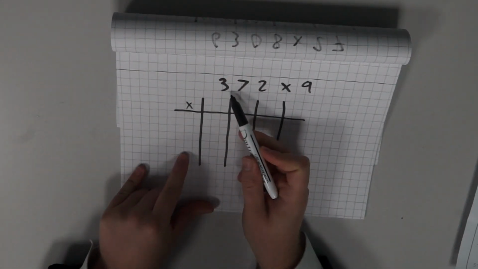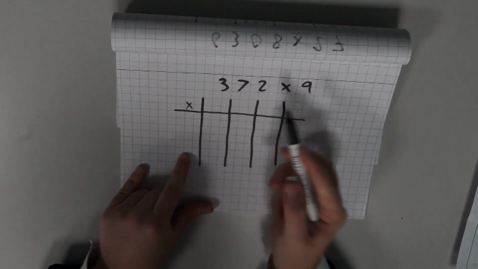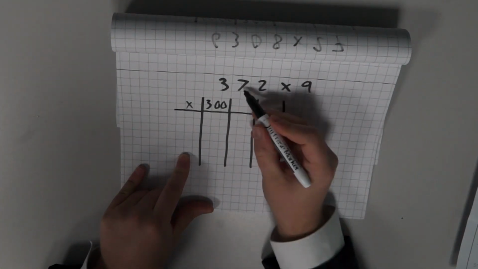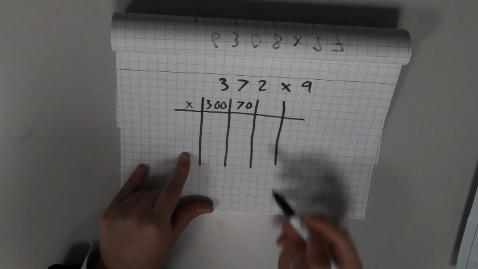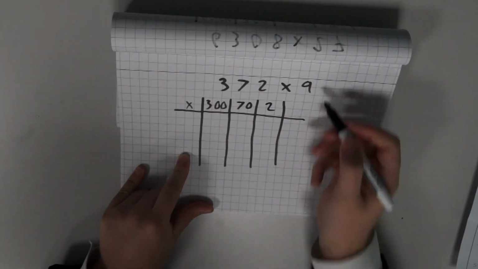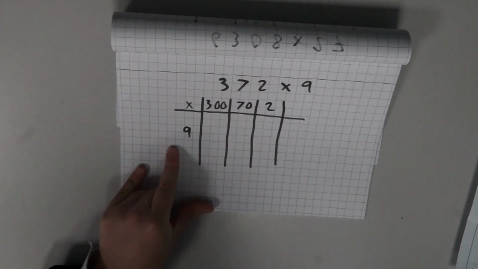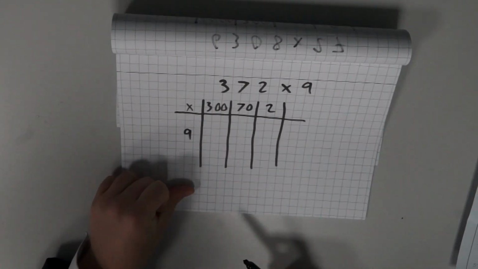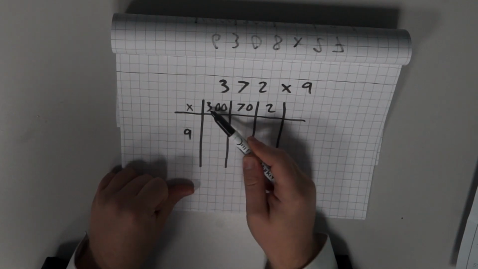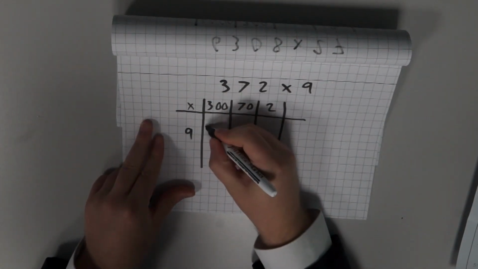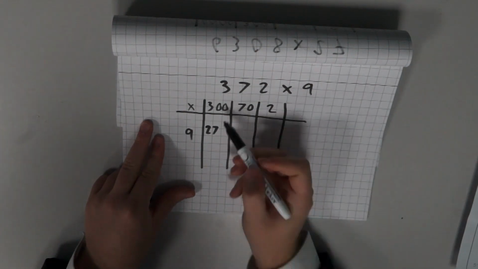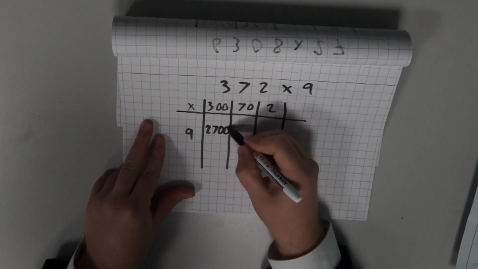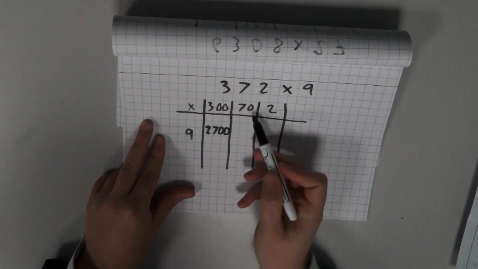Now remember, this isn't just 3, that 3 represents 300. So I'm going to write 300 in that column. This 7 represents 70. This 2 represents 2. And then 9, I can just put there. Then when I'm multiplying, if you're struggling with the bigger numbers, a good trick we can do is I can do 9 times 3 to give me 27. And then I've got 2 zeros from the 300 and none from the 9, so I can add 2 zeros in. Same with this and 9 and 70.